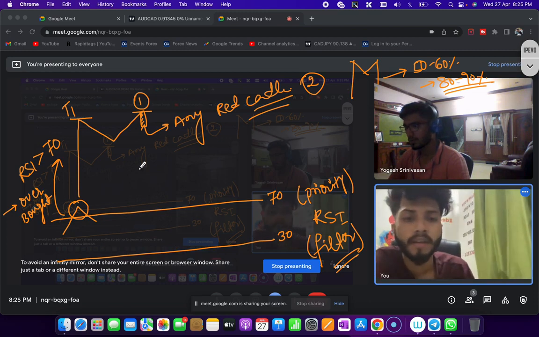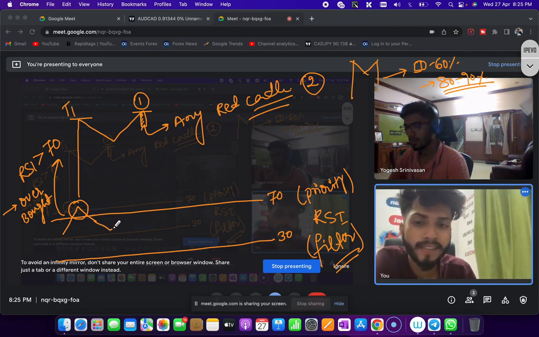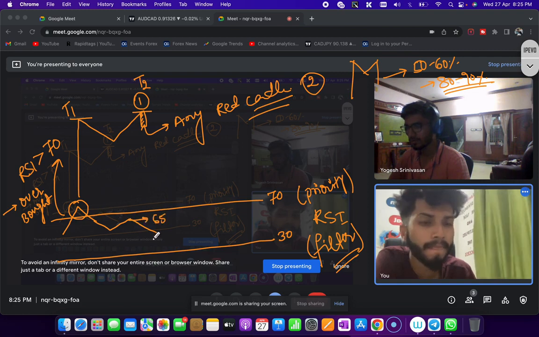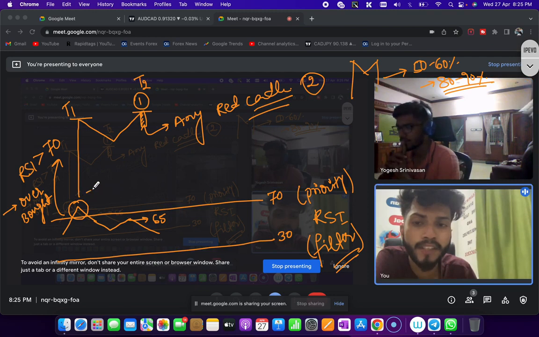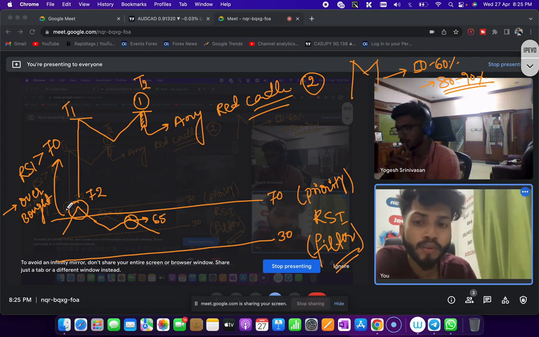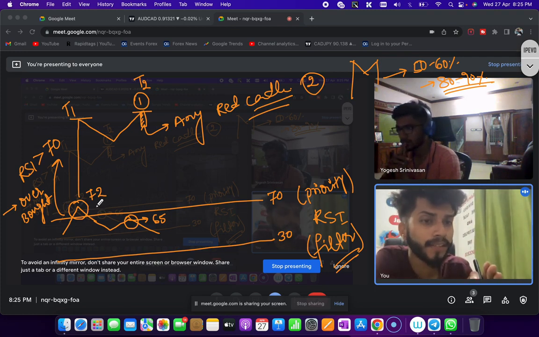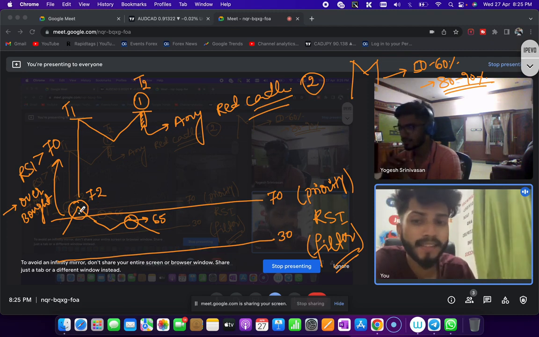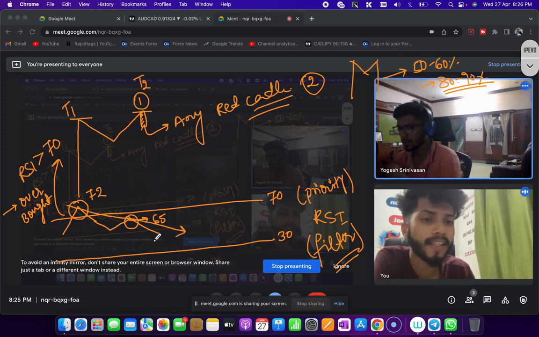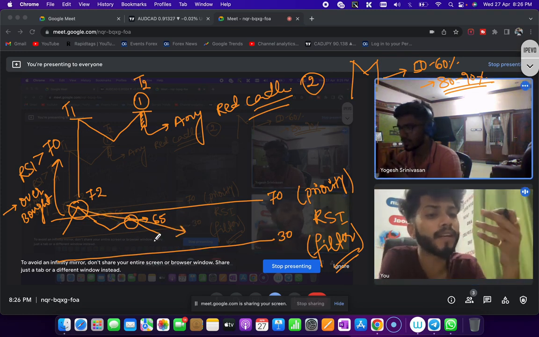Now in the second scenario, T2, top 2, you will see that it fails before exceeding this 70 level. Let's say this level is 65. So here it was 72 and here it was 65. RSI is a momentum indicator, so what does this indicate? It indicates diverging momentum, that momentum is falling.